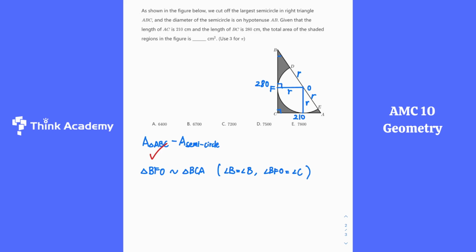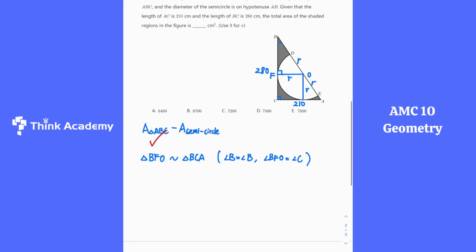And what do we know about similar triangles? If two triangles are similar to each other, then we know the corresponding sides are also in proportion, right? So in this case, we know BF, which is the leg in the triangle BFO, to the corresponding leg, which will be BC, is equal to FO over CA.